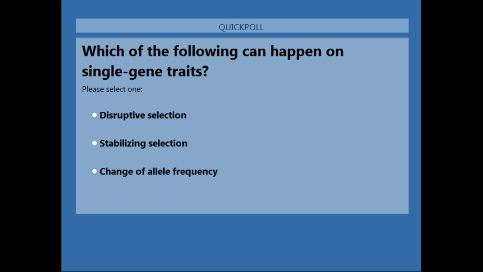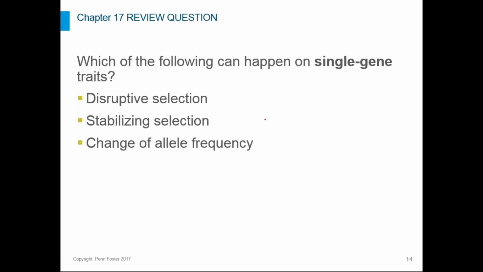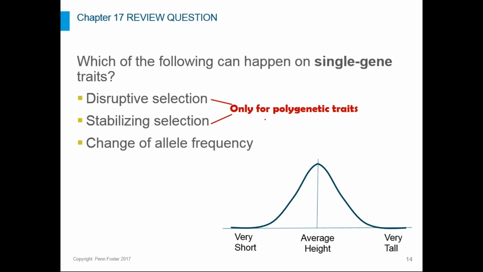Okay, well, looks like we had people saying stabilizing selection and people saying change of allele frequency. So let's look at our options. Disruptive and stabilizing selection are ones that only happen for polygenic traits. So remember, stabilizing will kind of force everybody to be in the middle. That would be stabilizing. And disruptive selection would be where nobody's in the middle. The middle is not selected for, but instead it's going to move lower and higher.